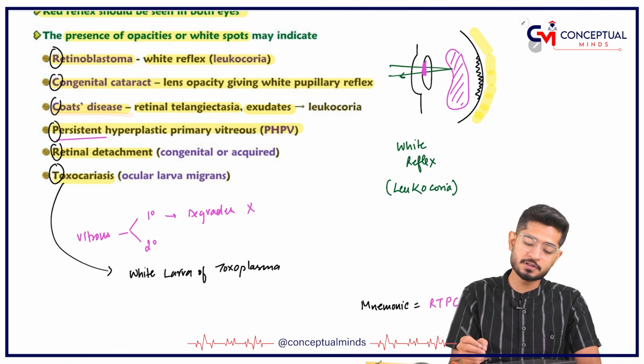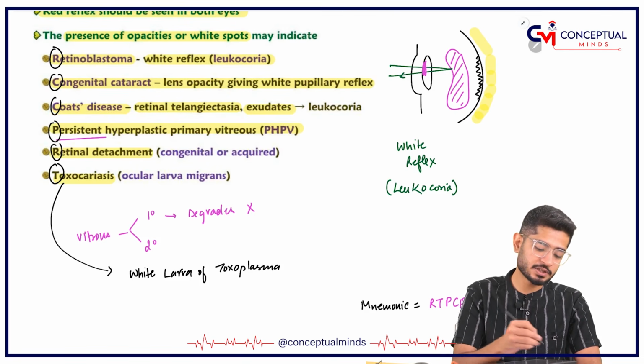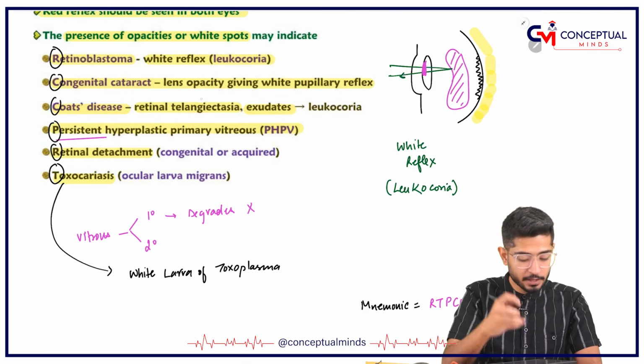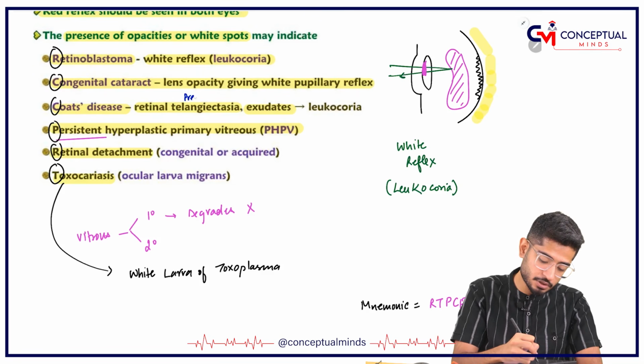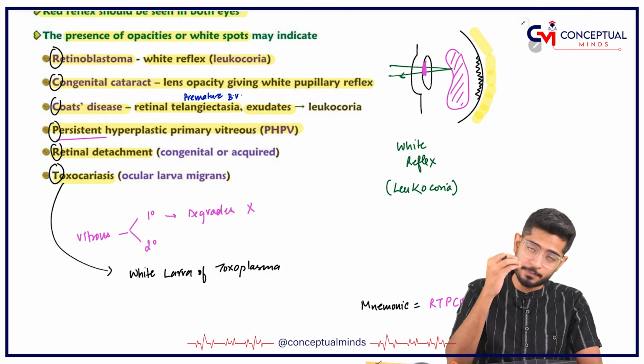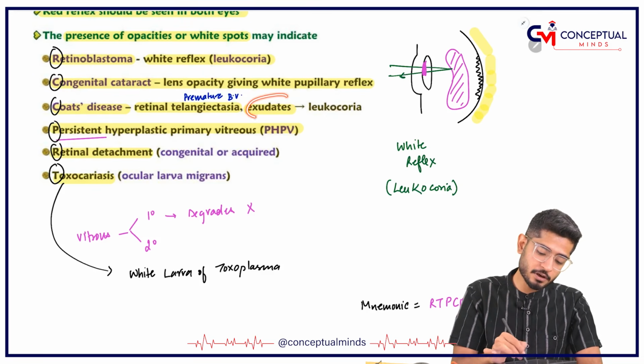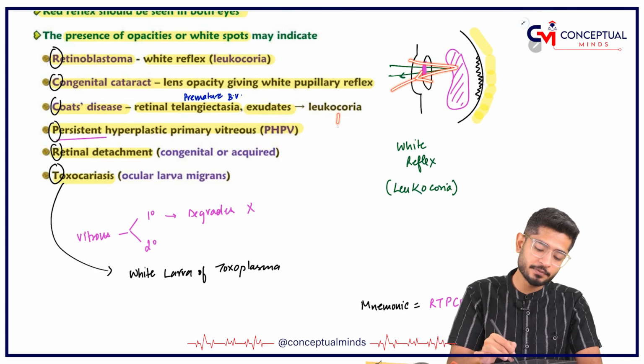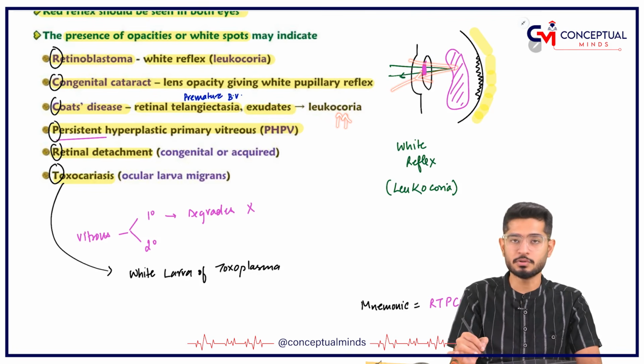Coats disease. Coats disease is retinal telangiectasia. Retinal telangiectasia means that on the retina there will be formation of some premature blood vessels, and that leads to the breakdown of those blood vessels, which causes exudates to come, and these exudates are going to reflect back the light, that is responsible for leukocoria.